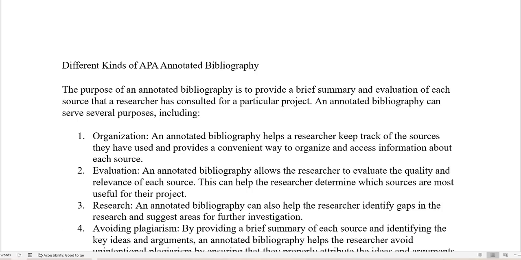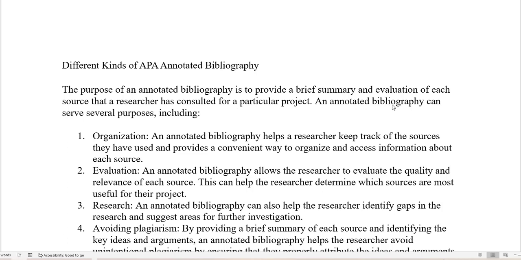So for your first assignment, you're going to create an annotated bibliography. So what is an annotated bibliography? An annotated bibliography is simply a list, a reference list, where you summarize each article or each reference citation. So the purpose of an annotated bibliography is to provide a brief summary and evaluation of each source that a researcher has consulted for a particular project.